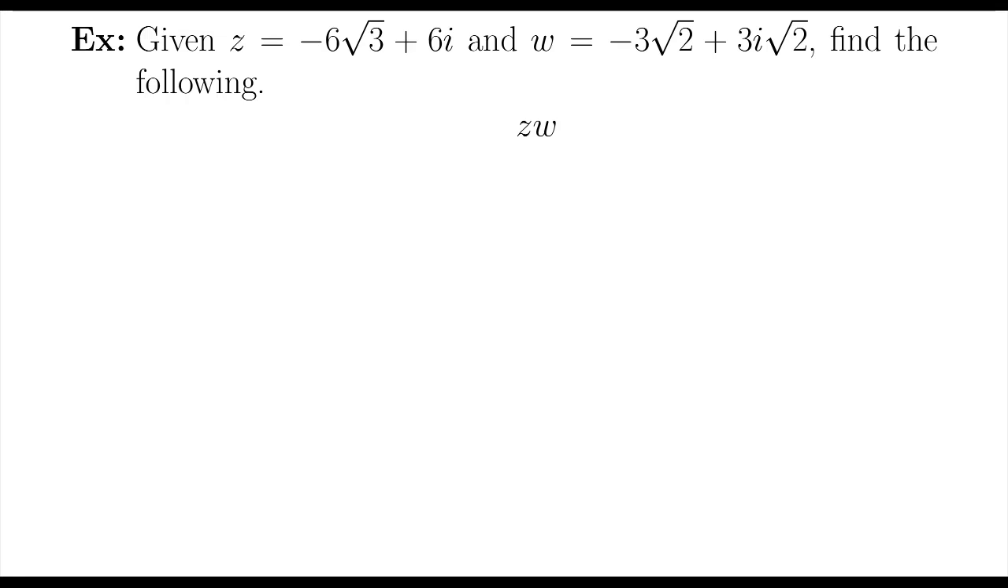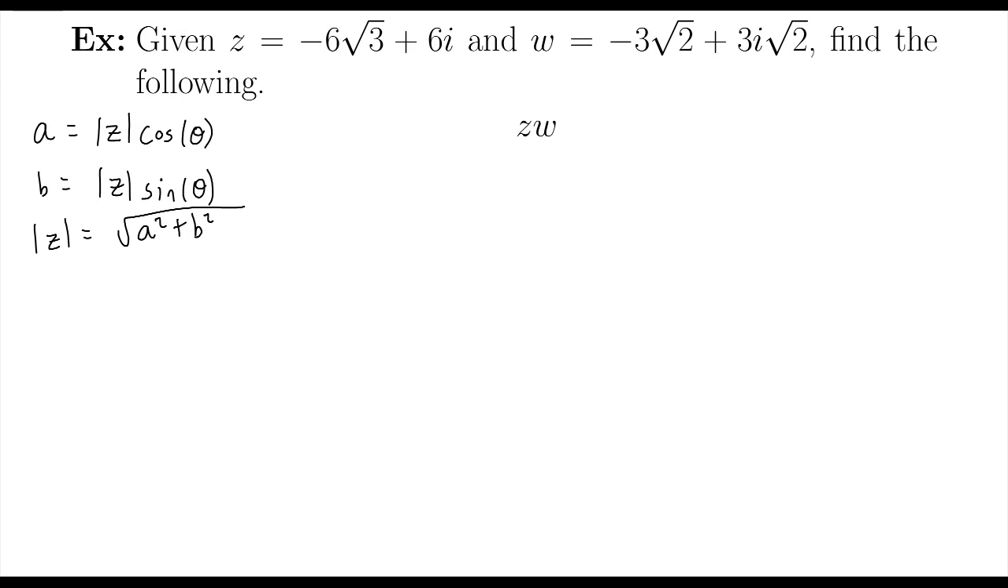I'm going to write out our formulas really quick off to the side here. A is equal to the magnitude times cosine. B is equal to the magnitude times sine. And then of course, to find the magnitude itself, we need the square root of a squared plus b squared. Now, the magnitude of z, let's do that first, is going to come from a squared and b squared.